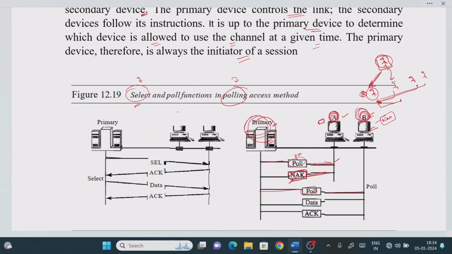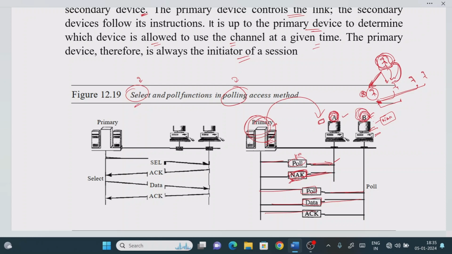Suppose in this case it has some frame to send, then it is going to send the data, whichever frame it wants to send, to the superpower, nothing but the primary station, right? Now what the primary station will do is, it says, oh, you have told me something, I have received that information. The superpower will give the acknowledgement to that secondary station.